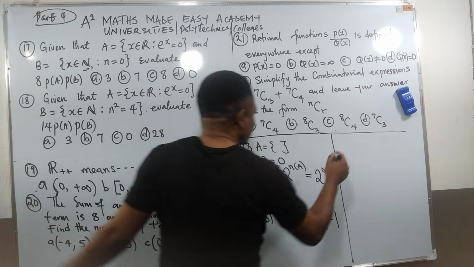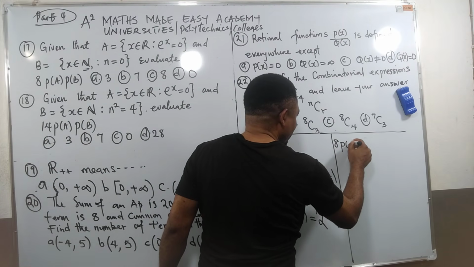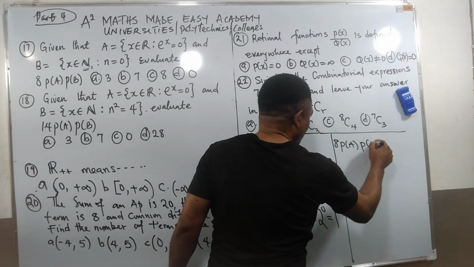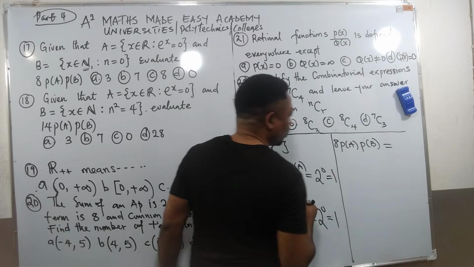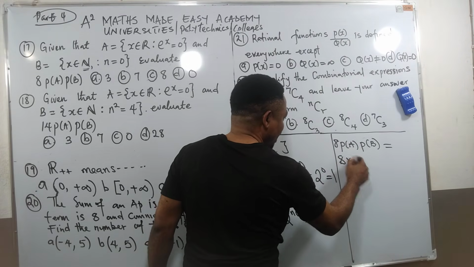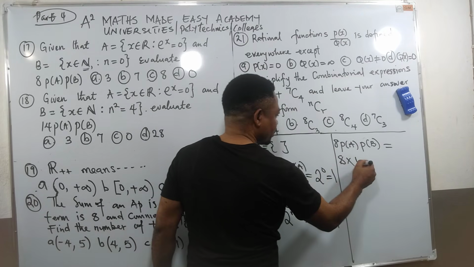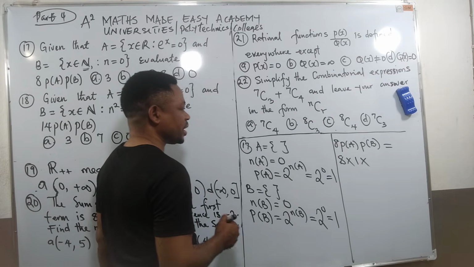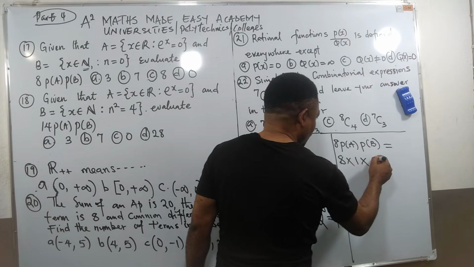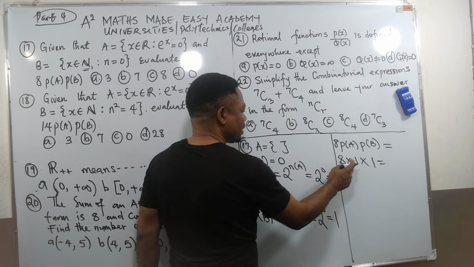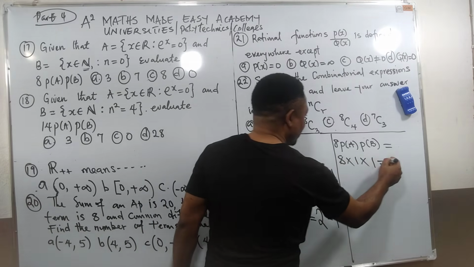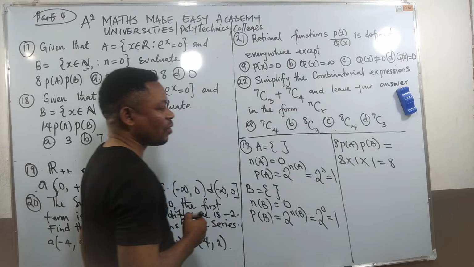Now can we get the particular thing that we're looking for? Evaluate 8 P(A) P(B). I can say it's now equal to 8 times, do we know the power set of A? The answer is 1. Times, do we know the power set of B? The answer is 1. Finally, 8 times 1 is 8, times another 1 is 8. And that is the final answer.